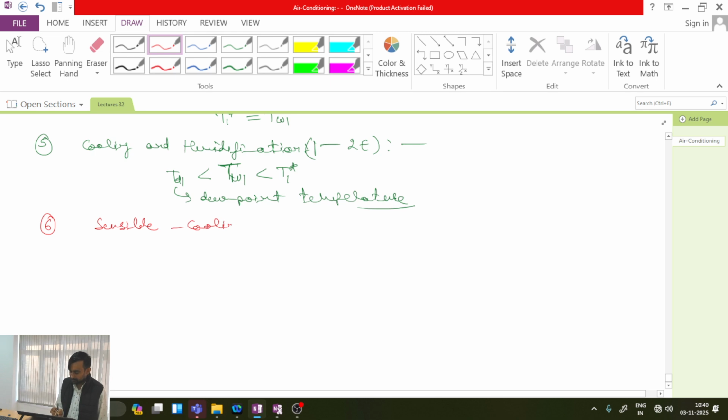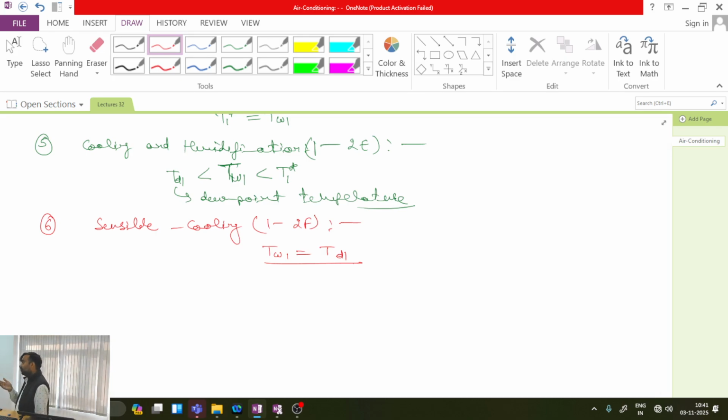Sensible cooling, 1 to 2F. What am I doing? Only cooling. How will it be possible? If my water temperature is equal to the dew point temperature, what will happen? Then whatever excessive moisture is there in the air, that excessive moisture will be condensing.